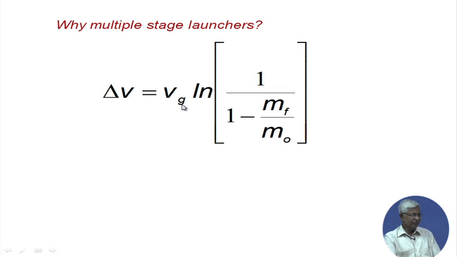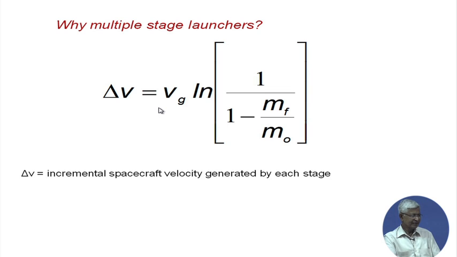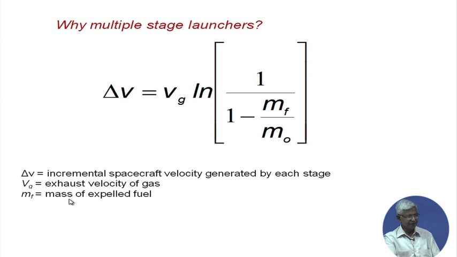The incremental velocity delta v is equal to the exhaust velocity of the gas times the natural logarithm of 1 by 1 minus mf by m0. Here mf is the mass of the expelled fuel, and m0 is the mass of the launch vehicle including the satellite and remaining fuel.